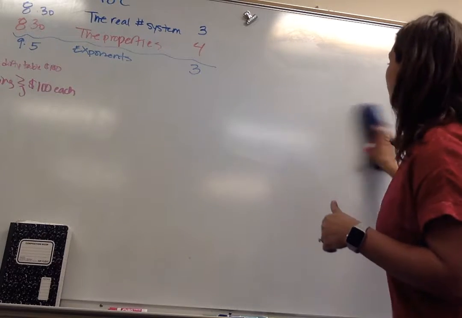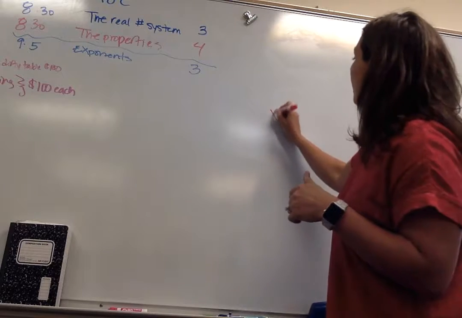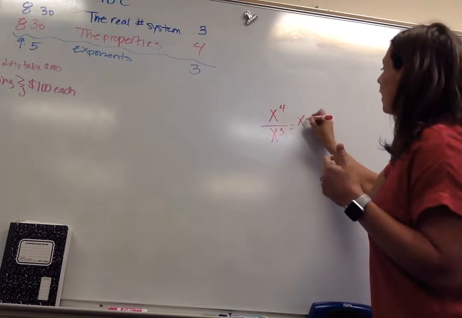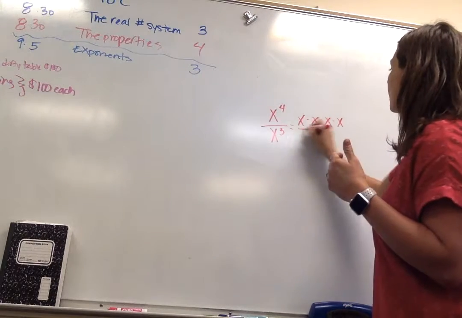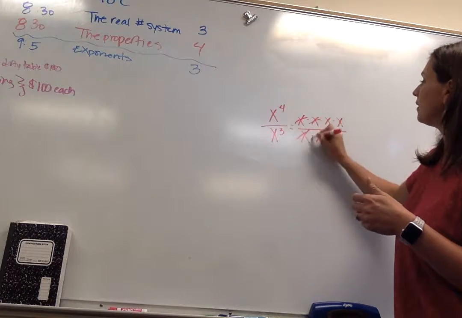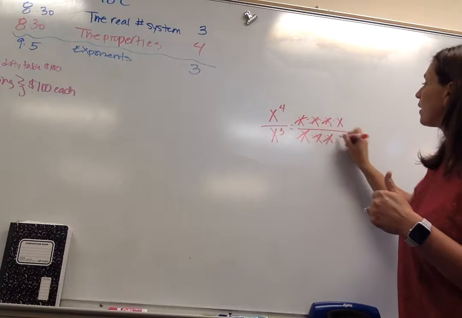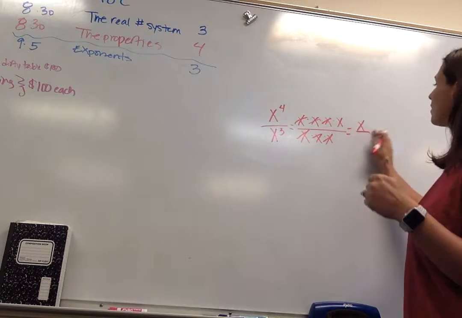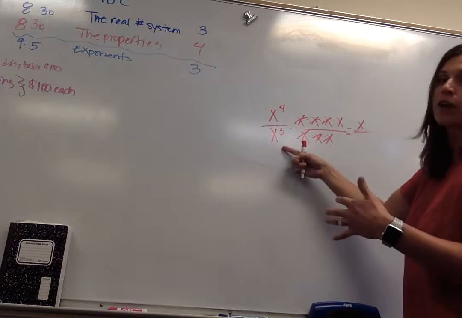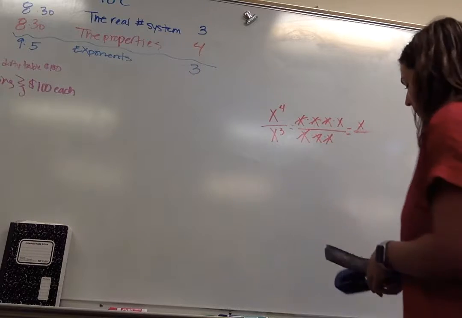When you have x to the 4th over x to the 3rd, you have x times x times x times x over x times x times x. So divide is 1, divide is 1, divide is 1, which leaves you x on top. You don't need a negative exponent because x to the 4th over x to the 3rd is just x.